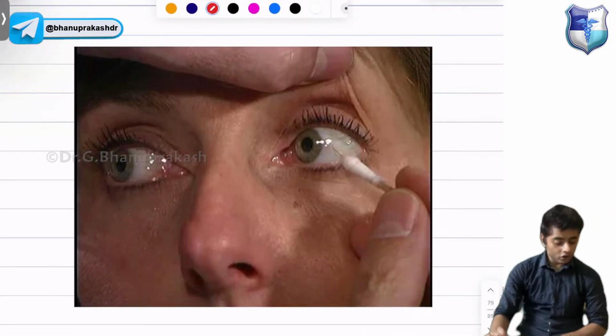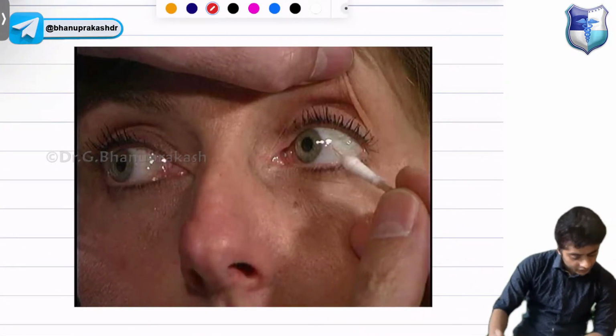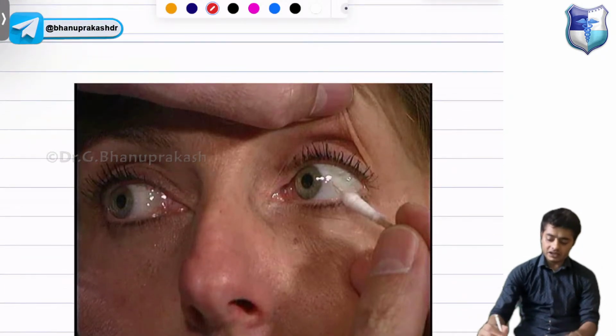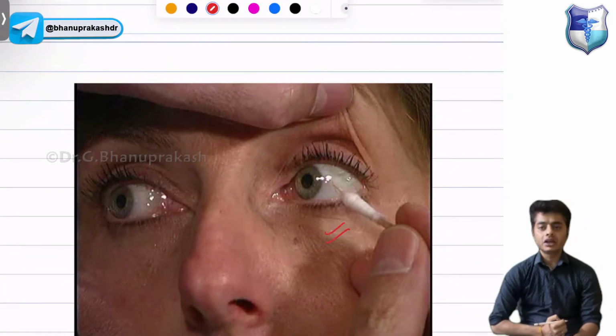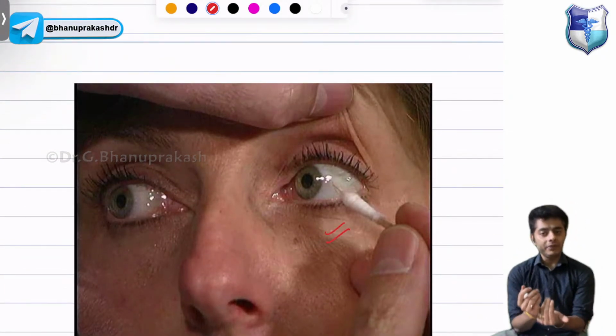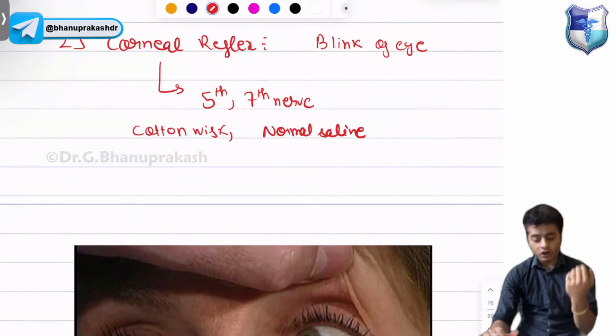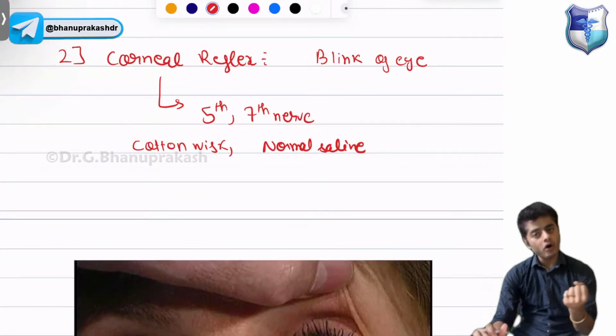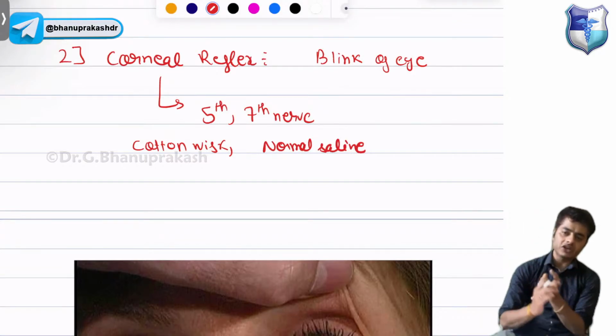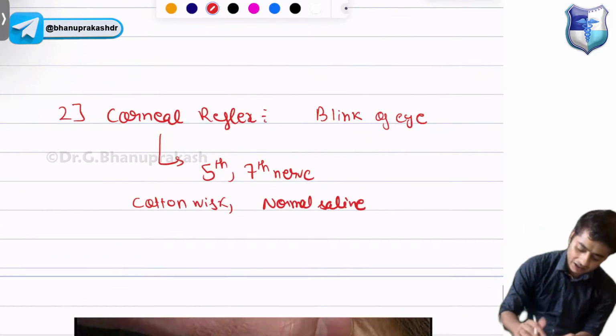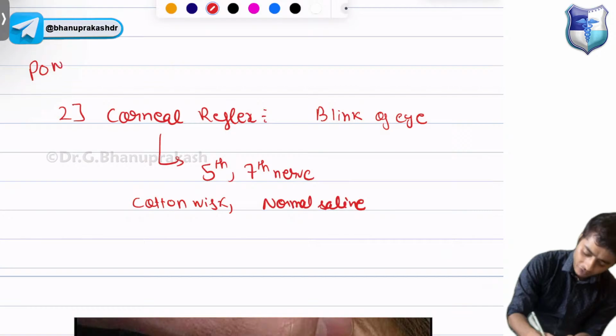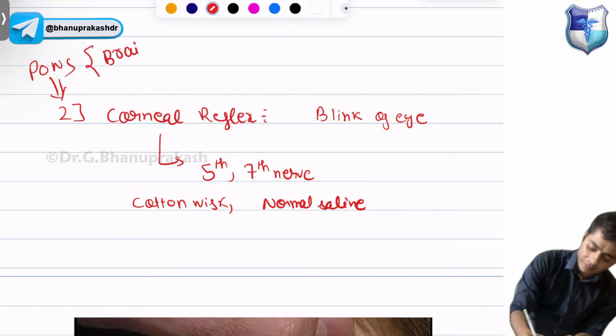So this is how we do a corneal reflex. If corneal reflex is present, it means 5 and 7, because 5 and 7 originate from your pons. So we are checking here for pons. All these which we are studying are your brainstem reflexes.